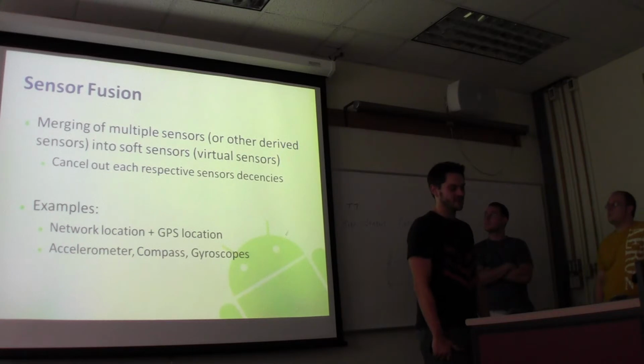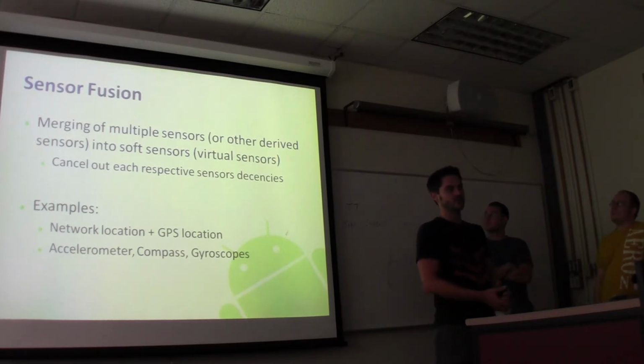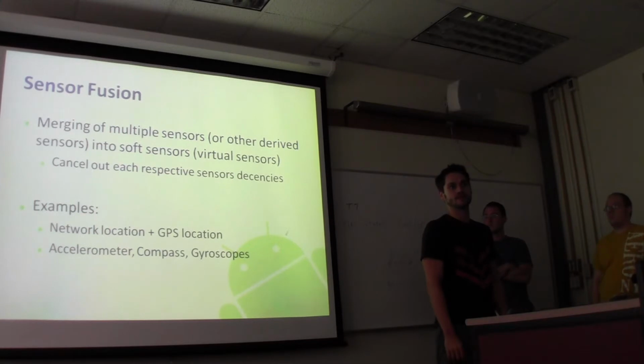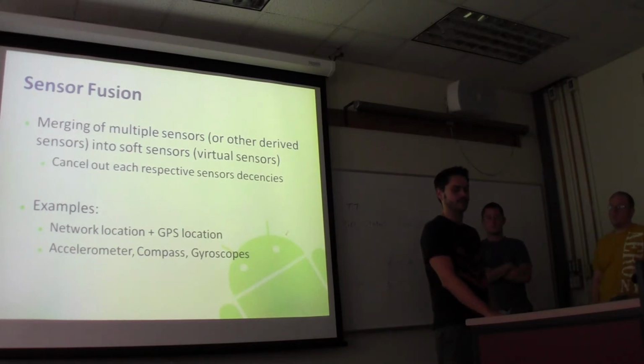Largely this comes out of a topic called sensor fusion, which is basically taking multiple sensors and making them act as a higher level, more useful sensor. A common thing that you get a lot is like the accelerometer and the compass together can be used to translate into a more higher level movement from that. Also network location, GPS location for better accuracy.